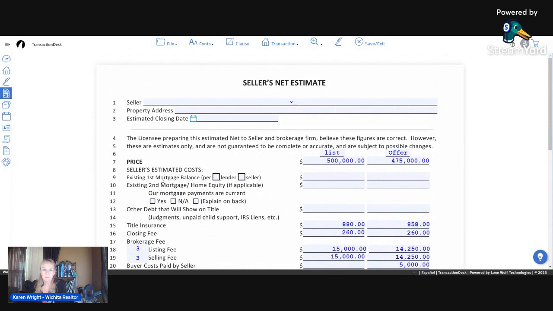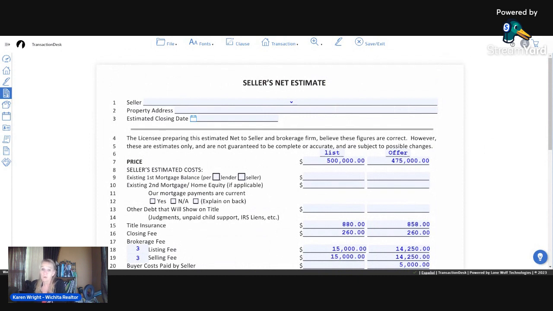So the next thing we look at is, what is their mortgage? What's the balance of their mortgage? We put that in line number, let's call it 9. And as you can see, this talks about the seller's estimated cost. That's all these right down here. And then this next line, number 10, would be more like a home equity loan.